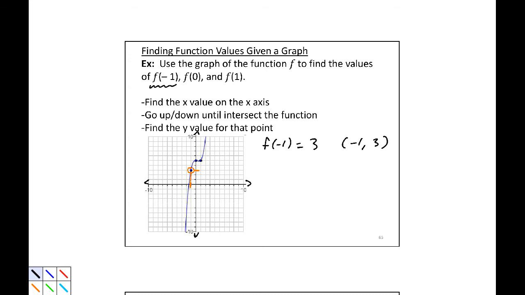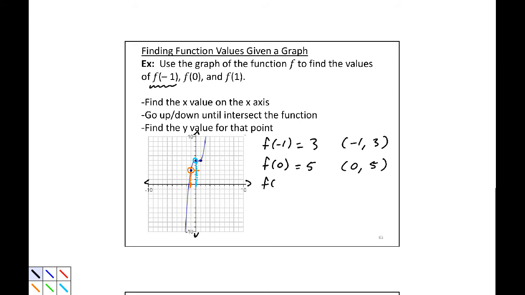Now f of 0 would be the input is 0, and we want to know the output. Well, if the input is 0, that means we are right here, and we trace up to our graph. There's our point. What is the output value? Well, the y value at that point is 5. So f of 0 is 5, which corresponds to a point of 0, 5.